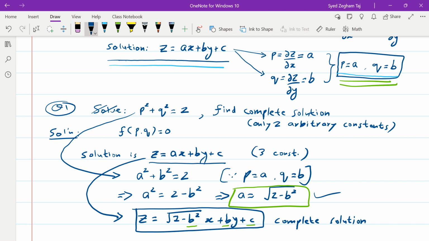Okay, so this is type 1. One question we have solved. Hope this was very clear.